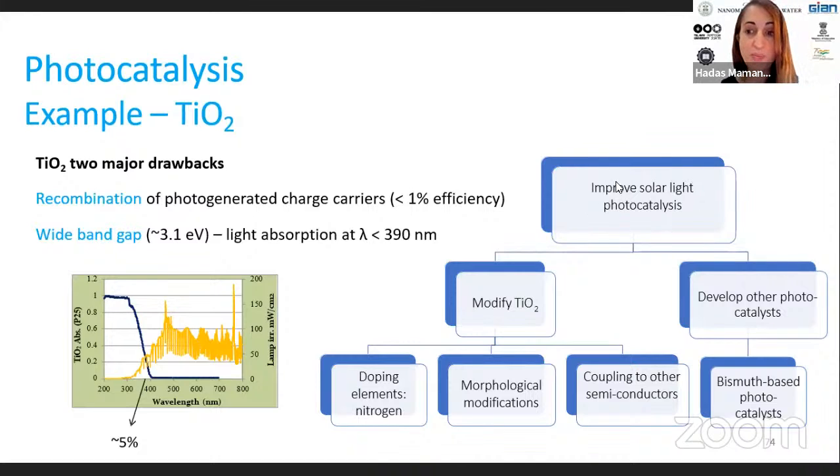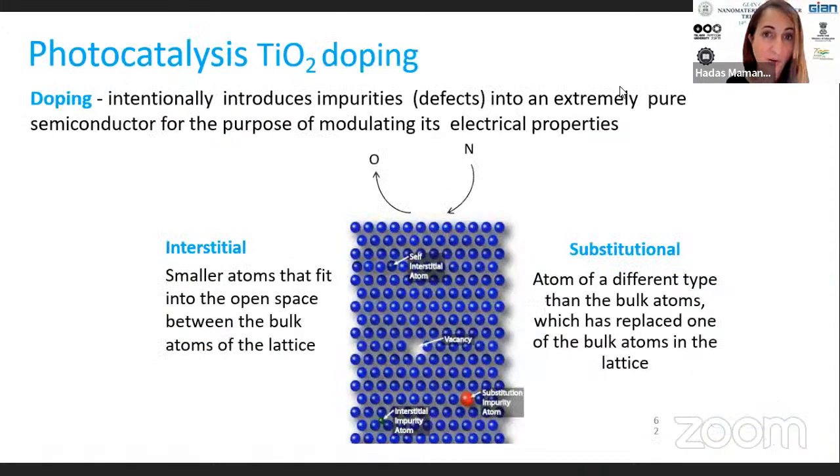So in order to improve solar light-based photocatalysis, we can either modify titanium dioxide by doping it, for example, with nitrogen, or induce morphological modifications, or couple with other semiconductors, or develop other photocatalysts, for example, bismuth-based photocatalysts and others. Okay. So the doping process intentionally induces impurities and defects into the semiconductor in order to modulate its electrical properties.